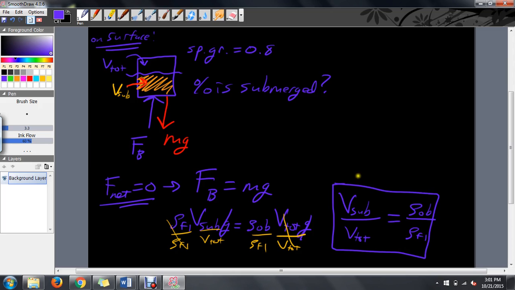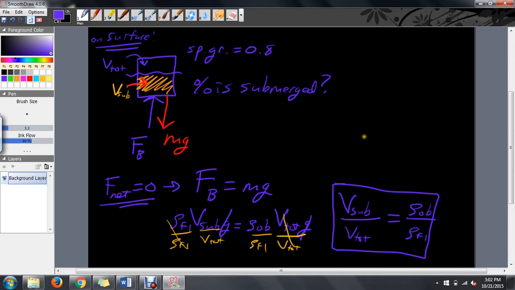So here's how I always remember this. The smaller number is on top. So what does that mean? Well, clearly the submerged volume is less than the total volume, and if it's floating, well, hope this makes sense now, its density is less than the fluid density. So this is a smaller number because it's less dense, it's floating, and this is a smaller number because it's only partially submerged.